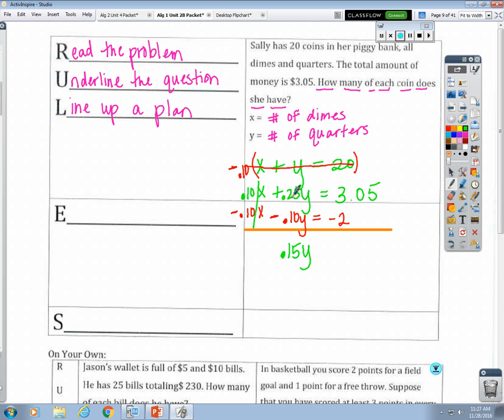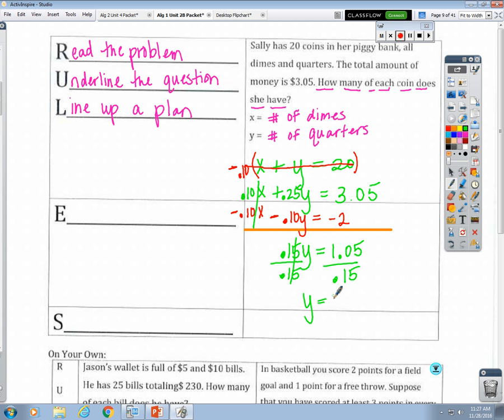0.15y, because 0.25 minus 0.10 is 0.15, right? And then what about my constants? What's 3.05 minus 2? 1.05. Now to solve for y, what do I do? Divide by 0.15. And don't forget those decimals or it'll mess up your whole problem. And so now y equals, what is 1.05 divided by 0.15?